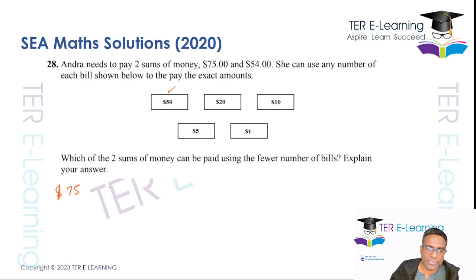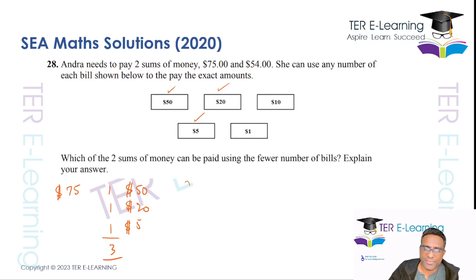So you can use one $50 bill. We can put a $20 inside there, so one $20 bill. So we're up to $70 now. So we need our $5. Do we have a $5? Yeah, we do. So in this case, we have 3 bills. So you have a total of 3 bills here.